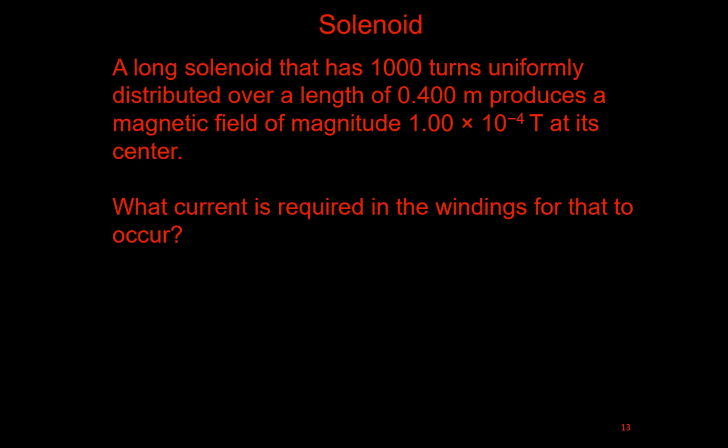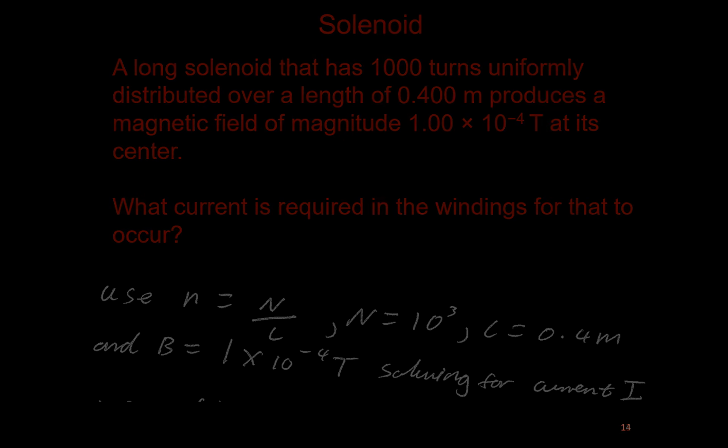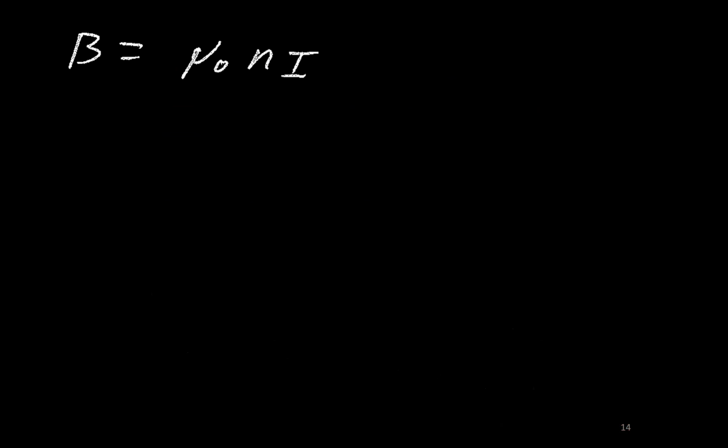So be aware of what type of N we have here. We have 1,000 turns and we're given a length of 0.4 meters. So we have to use little n is N over L and calculate that. N is 10 to the 3, 1,000, L is 0.4, B is 1 times 10 to the minus 4. Let's solve for I. So here B is equal to mu 0 n I. This is mu 0 N I essentially over L.